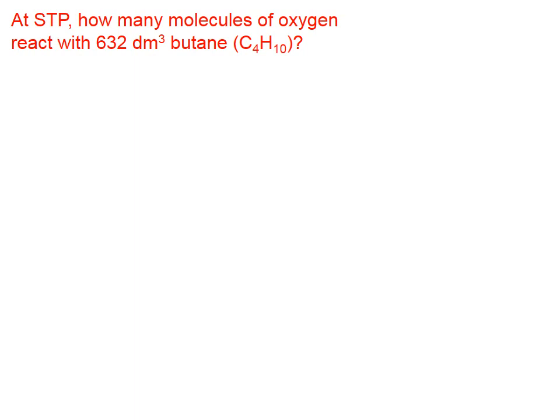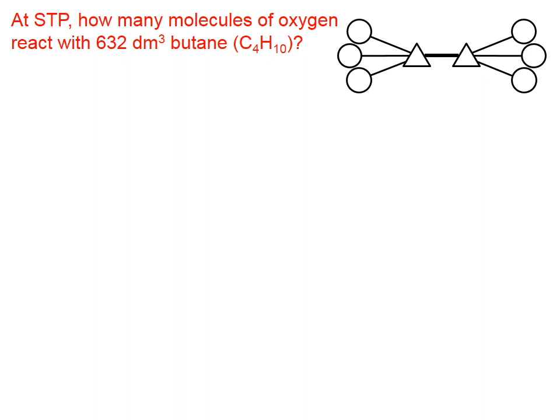At STP, how many molecules of oxygen react with 632 cubic decimeters of butane, which has the chemical formula C4H10. So if we use our stoichiometry island diagram model, since we're asked to calculate a quantity of oxygen, we know that the four islands on the right represent oxygen. On the other hand, we're given the initial volume of butane, which means that the four islands on the left represent the substance butane.